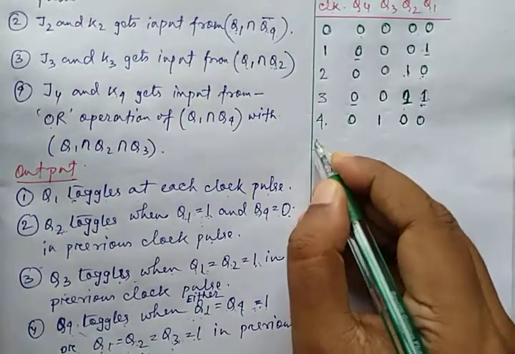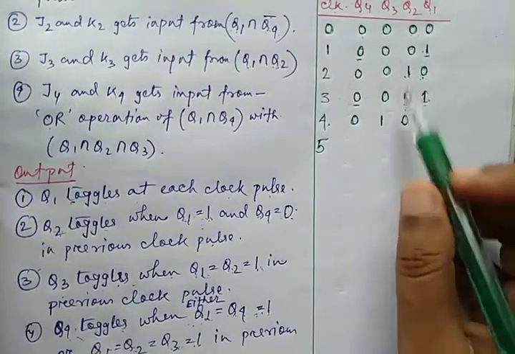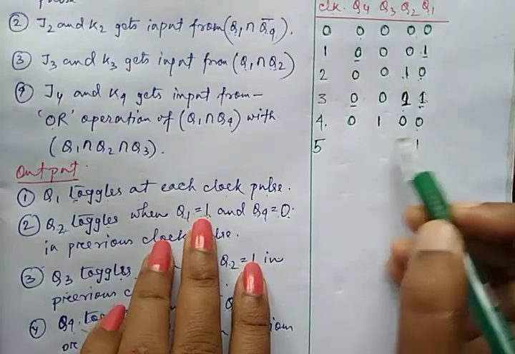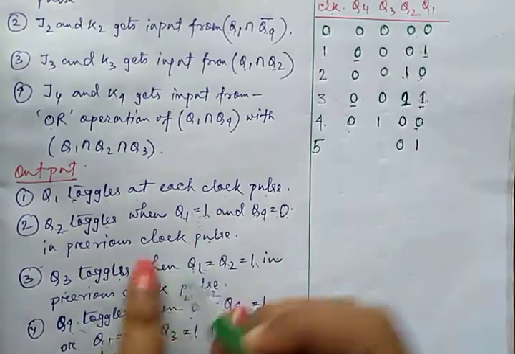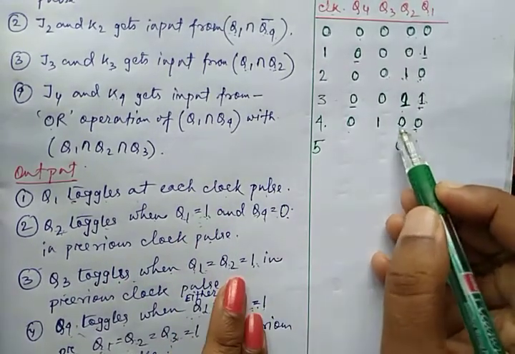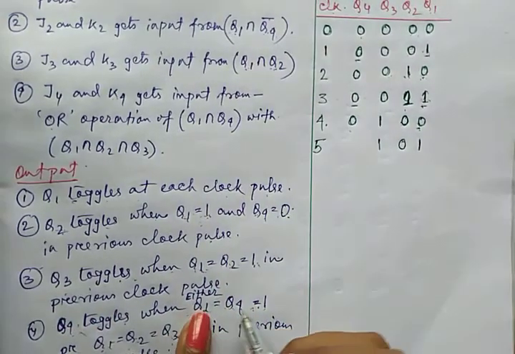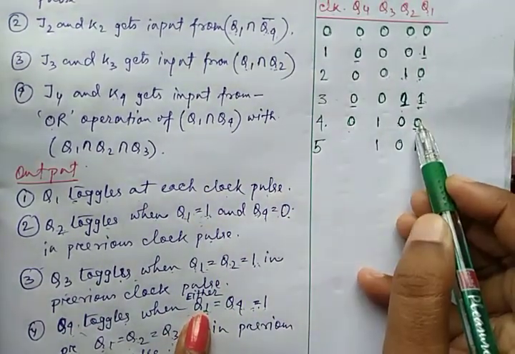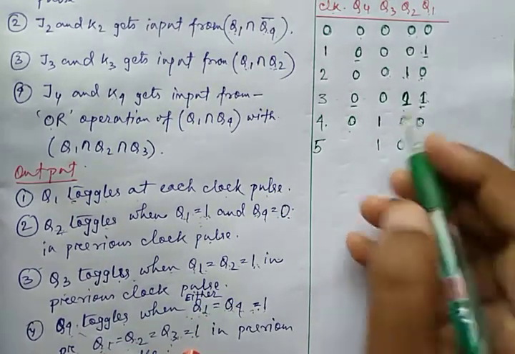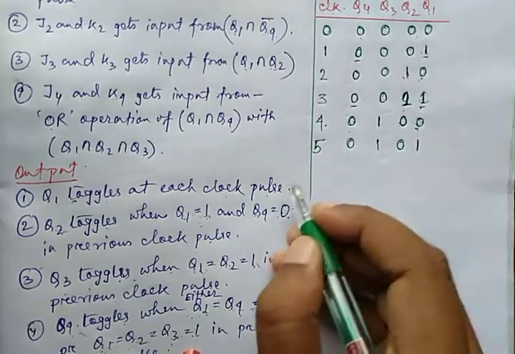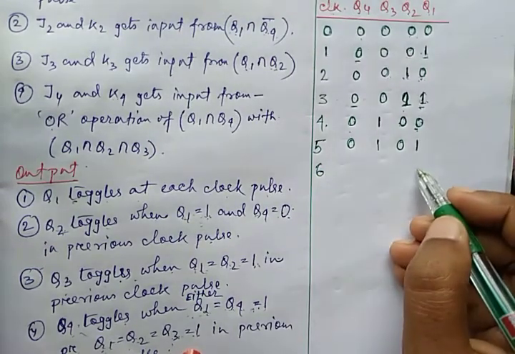For the fifth clock pulse, Q1 always toggles, so it will be 1. Q2 toggles when Q1 is 1 and Q4 is 0, but Q1 was not 1, so this will not change. Q3 toggles when Q1 and Q2 are both 1, but they are not both 1, so again it will not change. And Q4 toggles when Q1 and Q4 are 1, which they are not, or when Q1, Q2, Q3 are all 1, which they are not. So again this will not change, and it stays in the previous condition. Now for the sixth clock pulse, Q1 toggles.